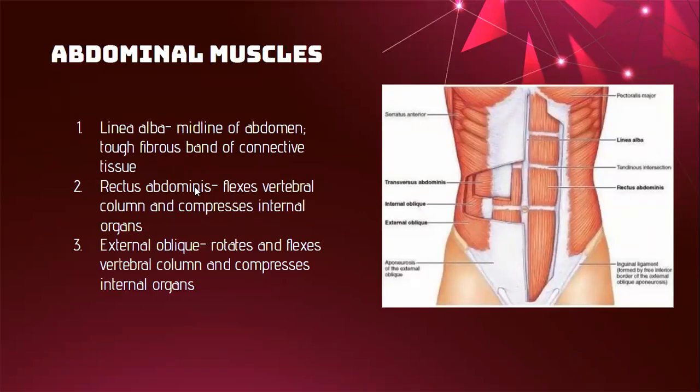The rectus abdominis flexes your vertebral column and compresses your internal organs. Then you have your external oblique, which rotates and flexes your vertebral column and compresses internal organs. So they work together. This is your external oblique. It's kind of like the sides of your abdomen. So if this is the middle part, they're the sides, and the internal oblique is just the layer below the external oblique. The rectus abdominis is basically your abs, the whole middle part, and the obliques are the outside parts. So just remember that.